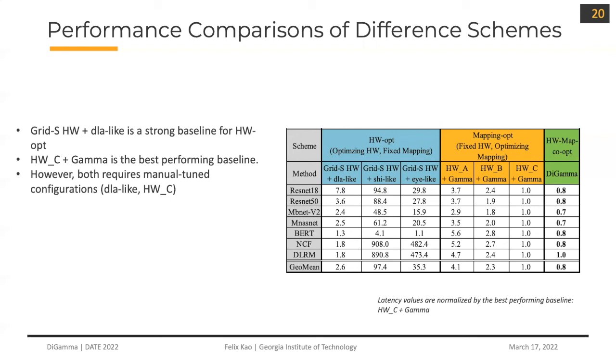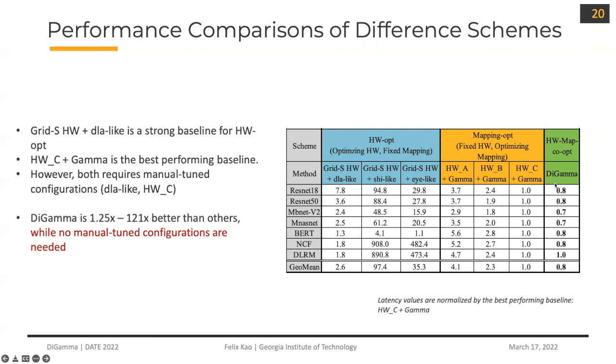And now we have hardware-mapping co-opt, which is DiGamma. DiGamma achieved 1.25 to around 100 times better performance than the others, while no manually tuned configuration is needed.